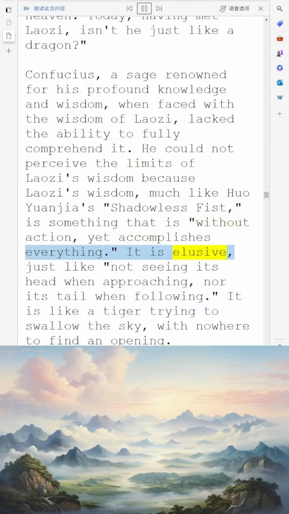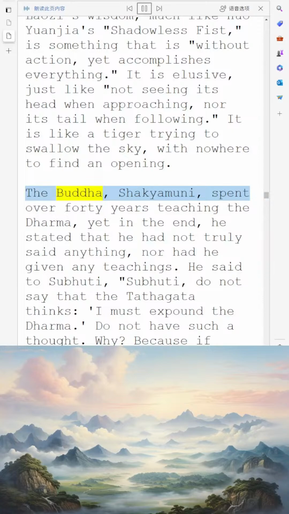It is elusive, just like not seeing its head when approaching, nor its tail when following. It is like a tiger trying to swallow the sky, with nowhere to find an opening. The Buddha, Shakyamuni, spent over 40 years teaching the Dharma, yet in the end, he stated that he had not truly said anything, nor had he given any teachings.